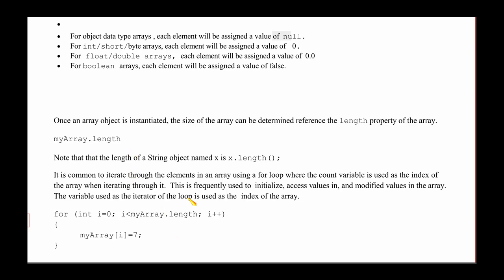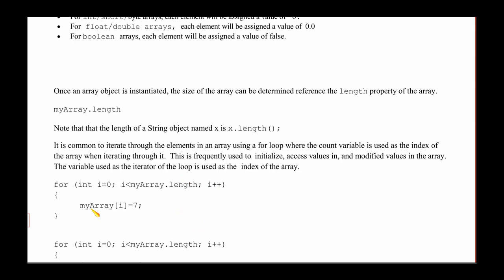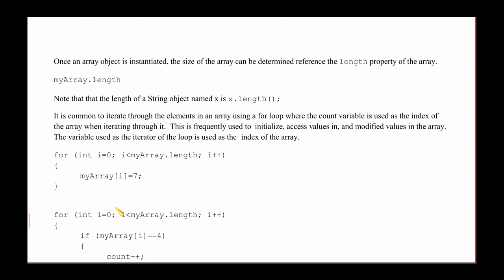Okay, for loops are frequently used to iterate through arrays or access each value that's stored in each element of the array. So typically you have a counter variable. You say i less than myArray dot length and then i plus plus, and then you use the counter variable as the index in any assignment statement in the body of the loop. So these three lines of code are going to go through an array and assign values of 7 to each position in the array.